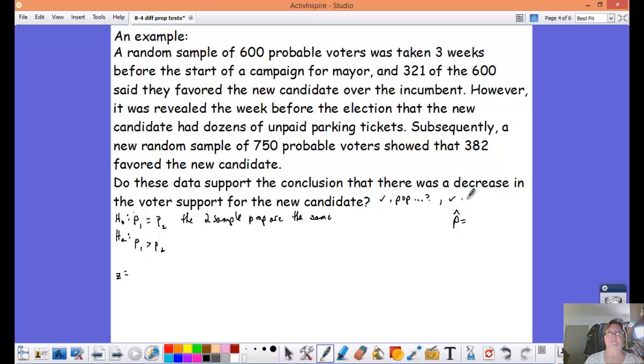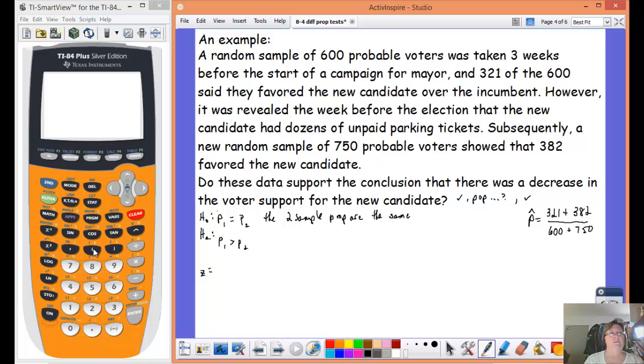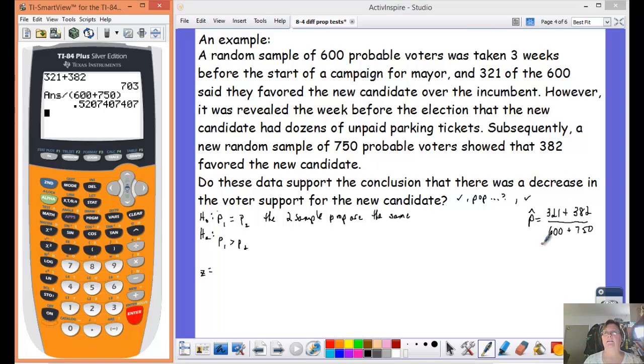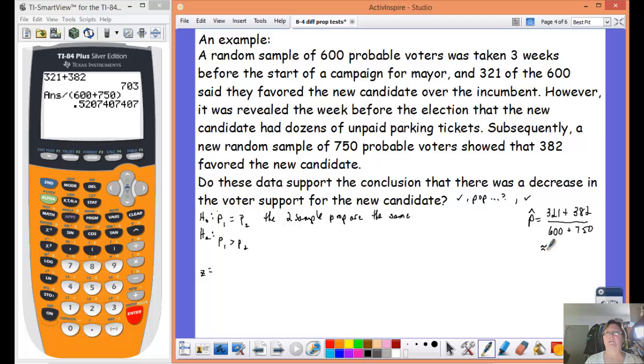is the pooled, and so we're going to take the number of successes from the first sample, 321, add it to the number of successes from the second, 382, and put that over a sum of sample sizes. That's 600 in the first sample and 750 in the second. I'm going to go ahead and get my calculator up, and let's figure that. Alright, p hat in this context is right around, and I'm going to carry 4 digits here, 0.5207. Of course, the more digits I carry, the more precise my answer.